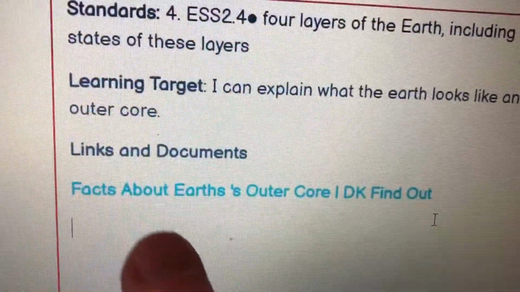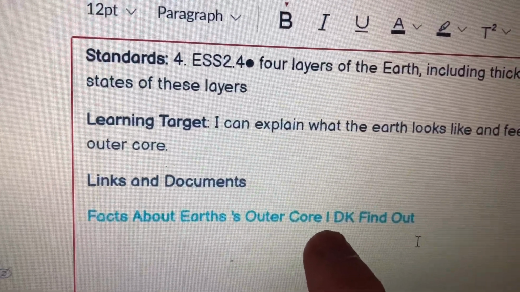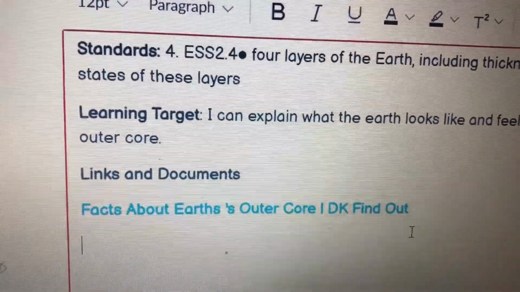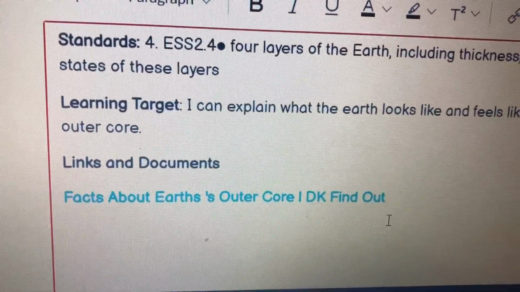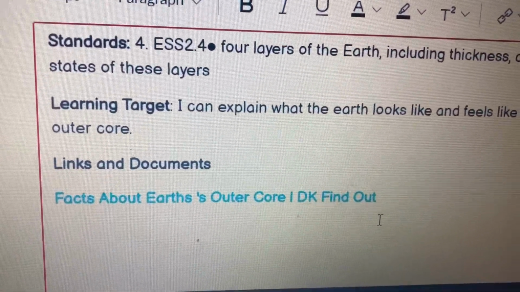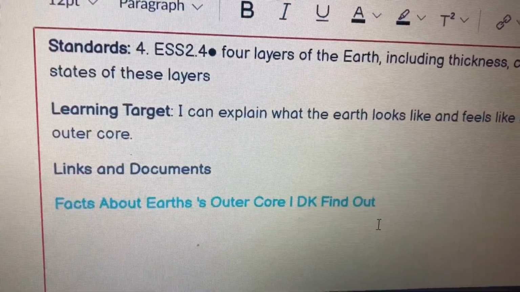So now that you made some inferences and shared your inferences with your classmates, let's actually go in there and see what's going on in the outer core. And to find out more about the outer core, we are going to go to a website. Okay, let me show you the link. It's this one right here. Facts about Earth's outer core, DK Find Out. So you can click on that, or your teacher is going to do that for you, and we are going to explore that website and read there to be able to find out more about the outer core, which is our target today.